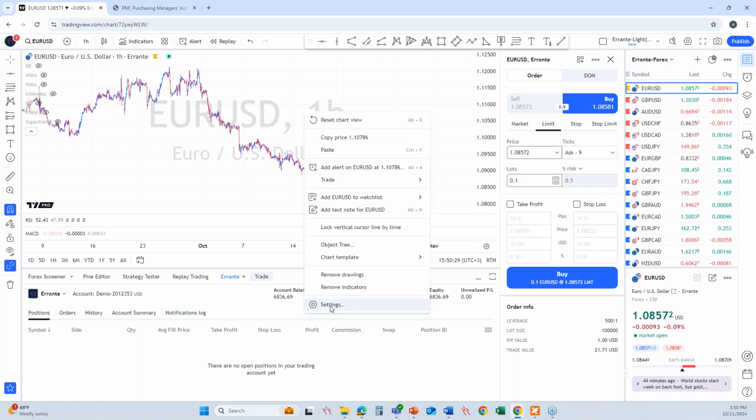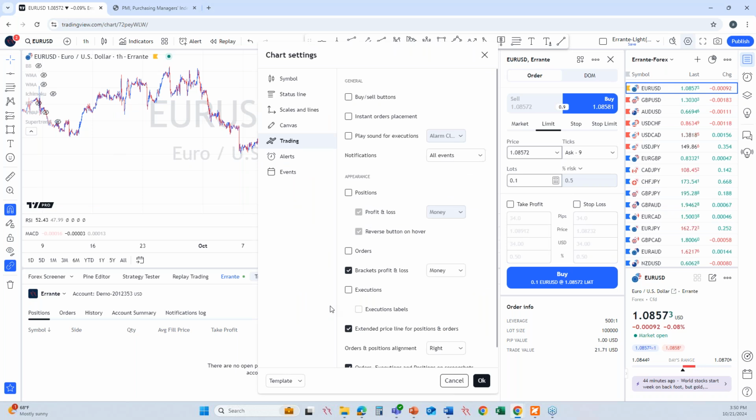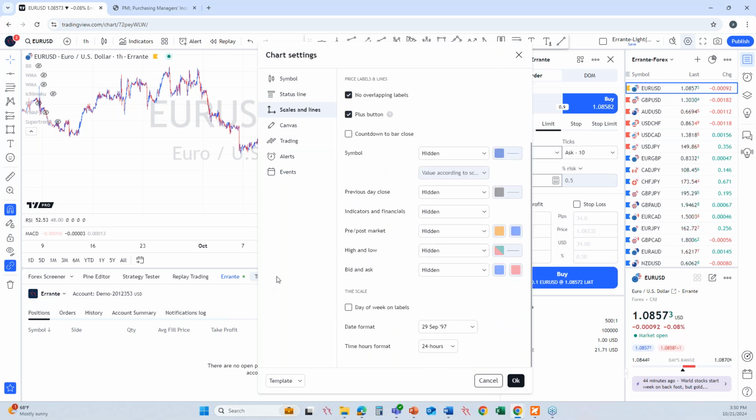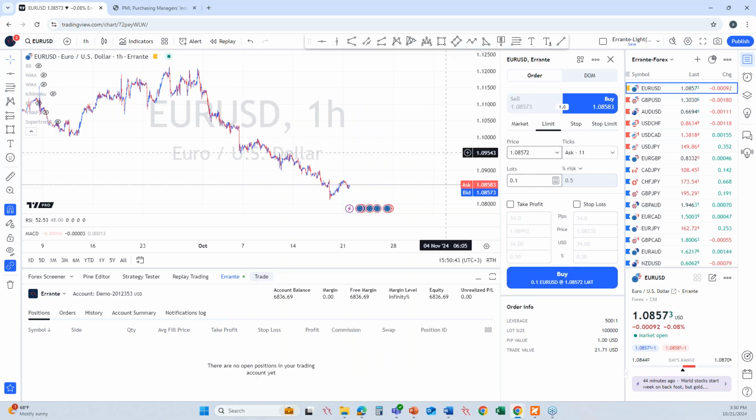And to prevent any confusion for your trades, you can go to settings, then scales and lines, and then you can get to the bid and ask prices, and you can choose both line and value, and that's it. Magic happens. And you can see your ask price and bid price here simultaneously.